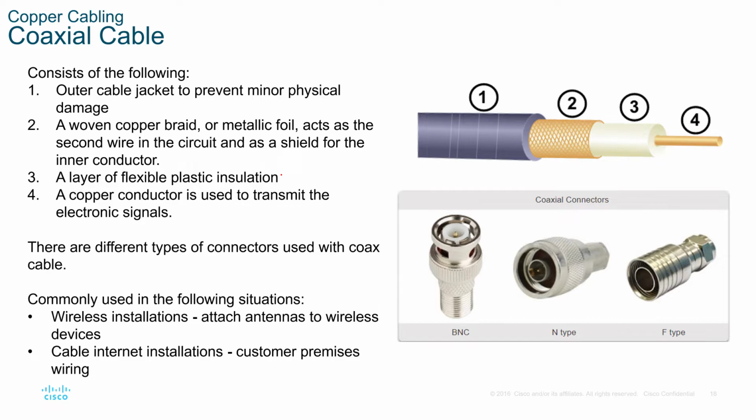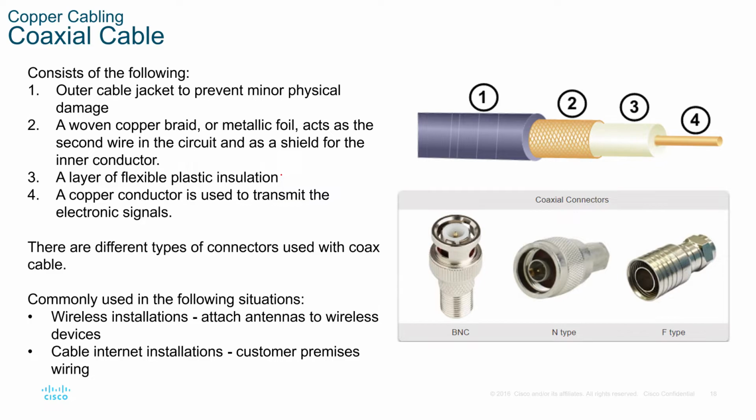Coaxial cable: you have an outer jacket that prevents minor physical damage. You have the woven copper braid or metallic foil, and that acts as a second wire in the circuit as a shield for the inner conductor. A layer of flexible plastic insulation, and then a copper conductor in the middle.